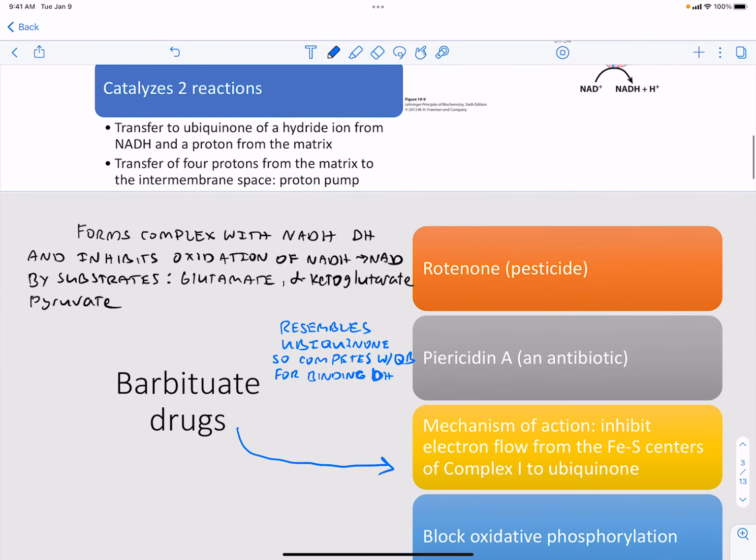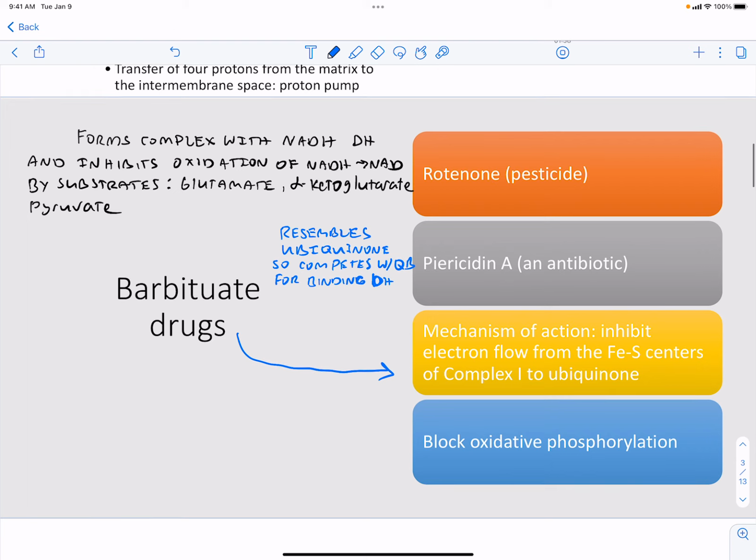Now, there are some drugs that can interfere with this first complex. We have our barbiturate drugs, which are used for stress and anxiety. The mechanism of action of barbiturate drugs is to inhibit the flow of electrons from those iron sulfur centers to ubiquinone.